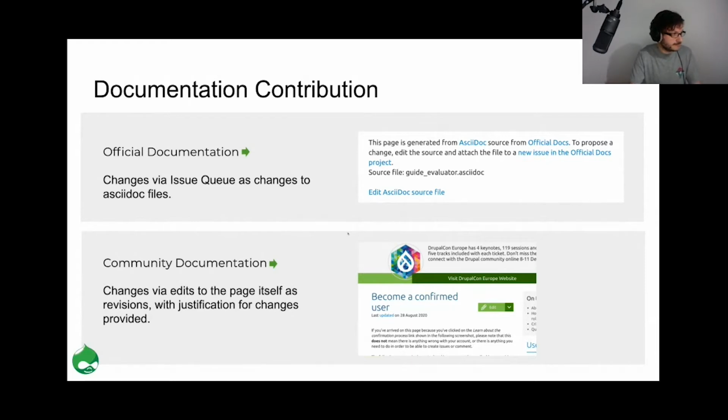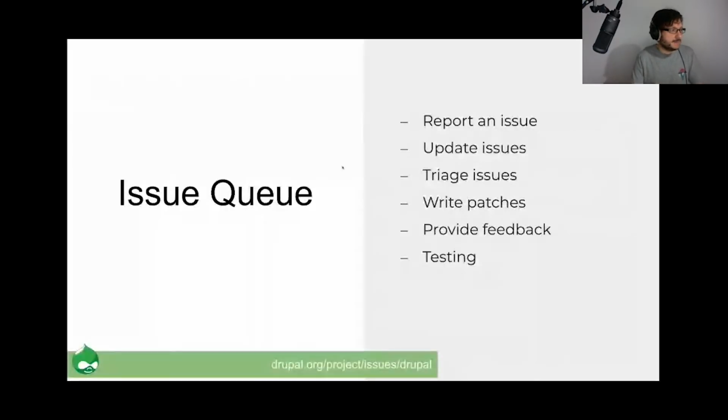Doesn't take much. So now we go on to the issue queue, which I keep talking about because it's where most of the contribution revolves around. Sorry, how do I go back? Yeah. So in the issue queue, you would create an issue. You report an issue that you found. You say, I've seen an issue in a specific section of core or a module or whatever, in this version, blah, blah, blah. This is the issue I see.